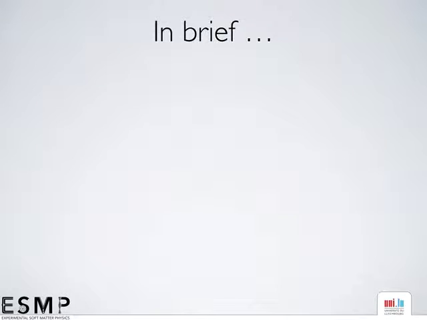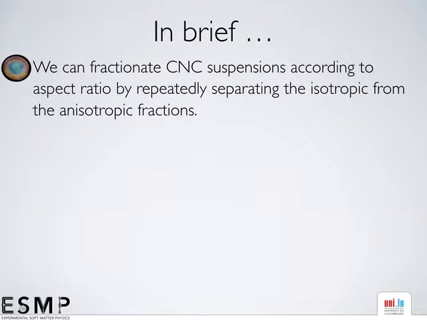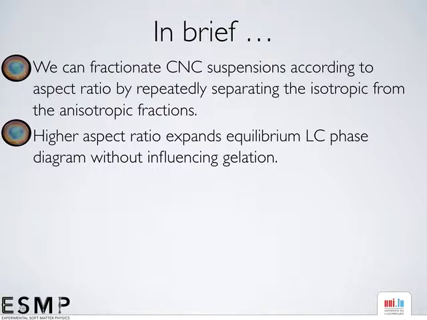So, to summarize, at the end of my talk, what we have achieved is we can fractionate CNC suspensions, that's quite nice, according to aspect ratio, by separating isotropic and anisotropic fractions multiple times. We've done it 3 times. We can probably do even better by continuing this. The higher aspect ratio suspensions have a larger equilibrium liquid crystal phase range. Interestingly, now we can go over several % without having kinetic arrest and still have complete liquid crystallinity. We couldn't do that before.